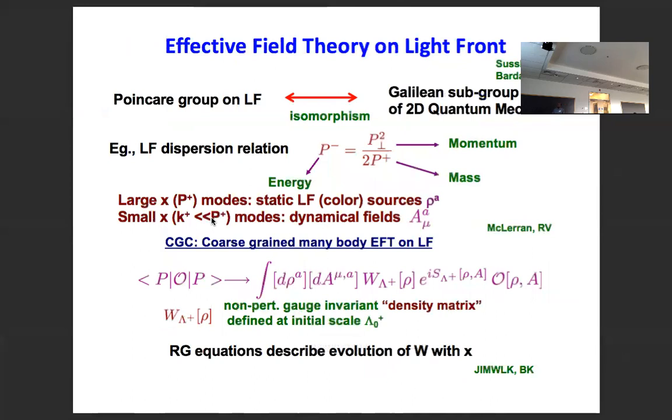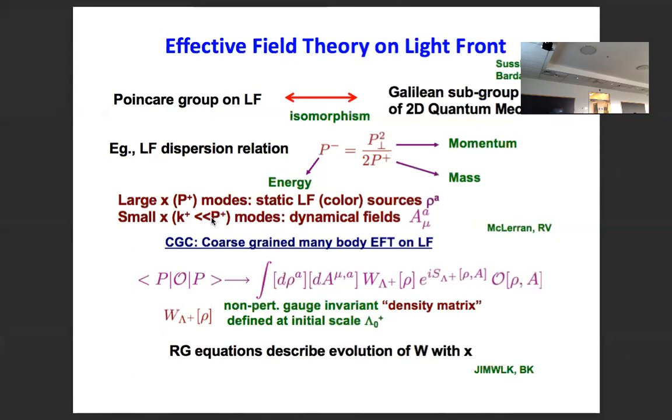And so what is this effective field theory of? It turns out that there's a remarkable isomorphism that was noticed as far back as the late 60s by Susskind, Bardakci, and Halpern, based on some work that Weinberg did on Feynman diagrams at high energies, where they saw that there's an exact isomorphism between the Poincaré group on the light front and the Galilean subgroup of two-dimensional quantum mechanics.